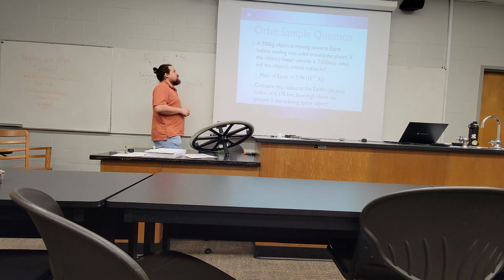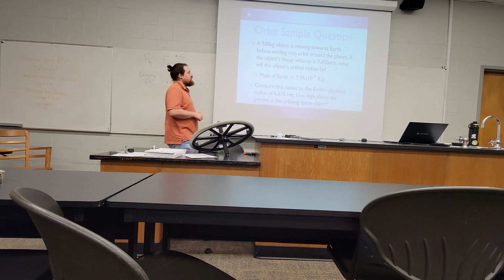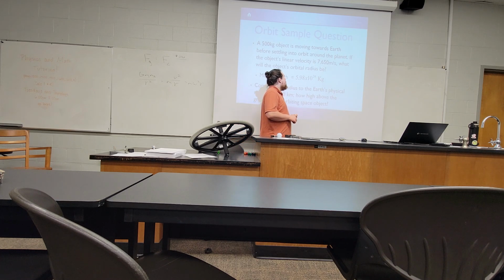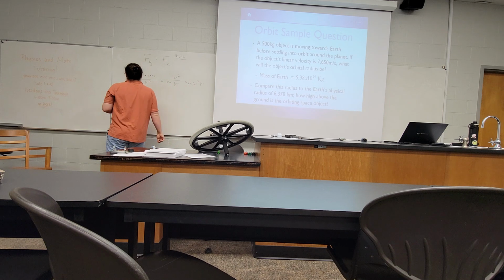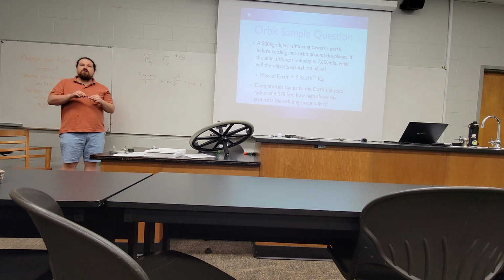The meteor is going to have a mass of 500 kilograms, so about the size of a sedan, an average car, moving towards Earth. Its linear speed as it moves in a straight line through space is 7,650 meters per second. We would like to know what the orbital radius of that object will be as it approaches Earth and is caught by Earth's gravity.